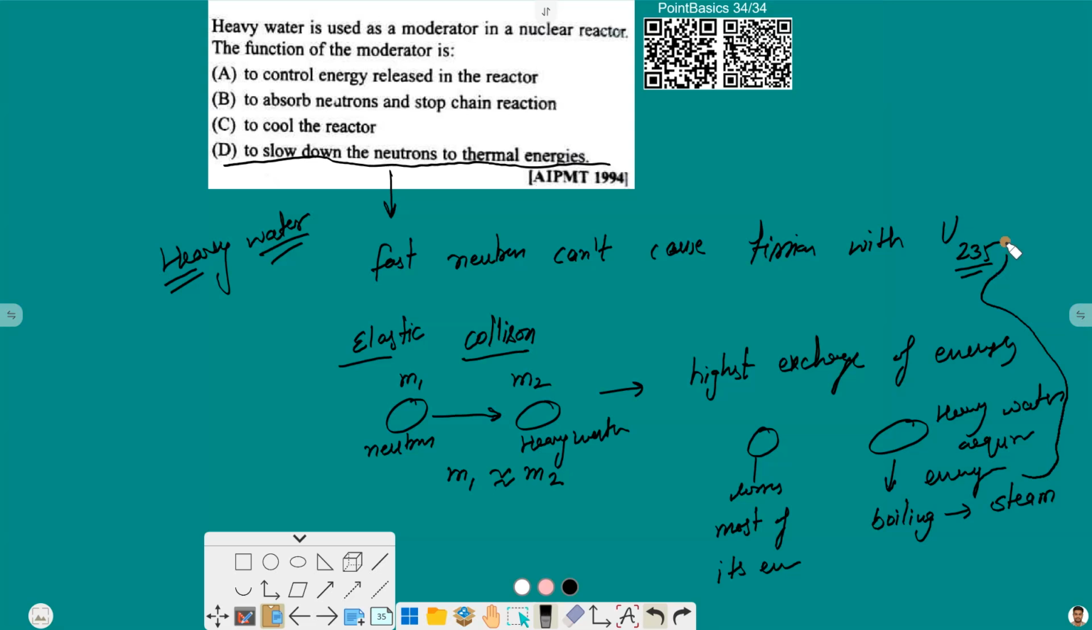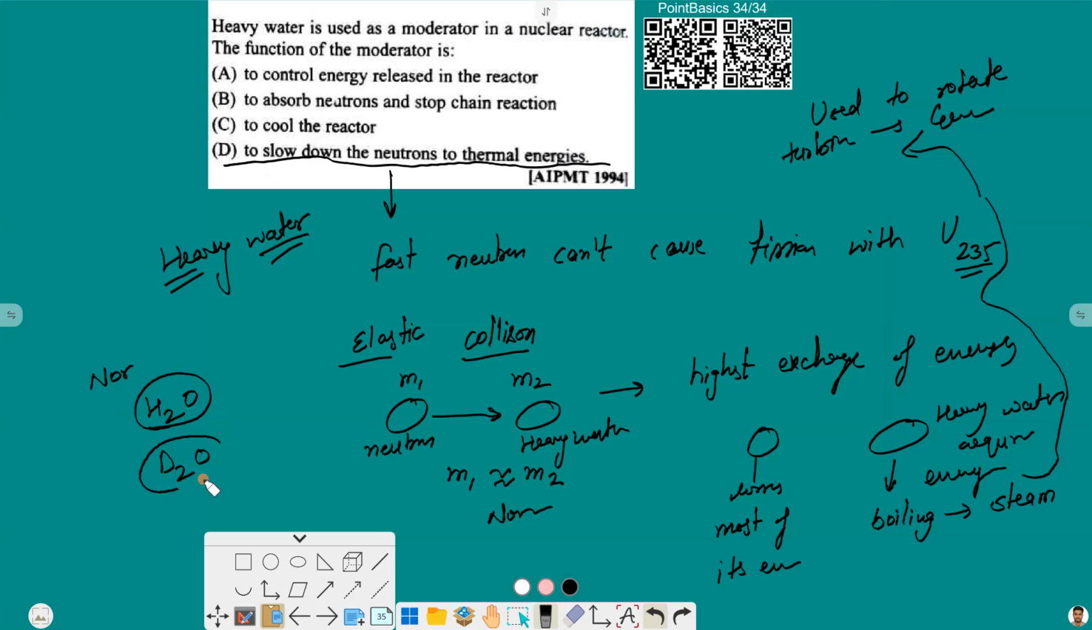Now this steam is used to rotate the turbine or electricity generators, and we get electricity. So that's how we use heavy water to moderate. Now why can we not use normal water? What is normal water? H2O. And what is heavy water? That is D2O. The mass of normal water is slightly less than heavy water, so there is not that good an exchange of energy. That's why we use heavy water.